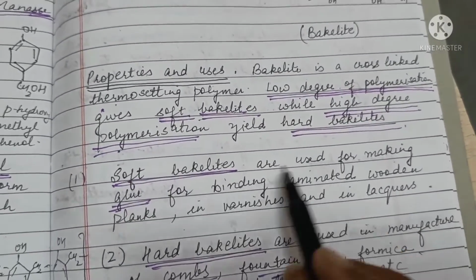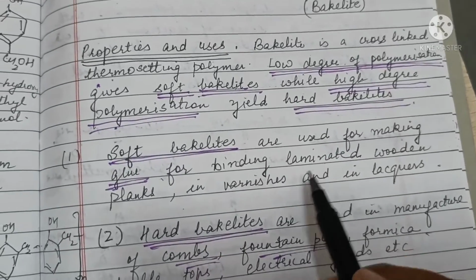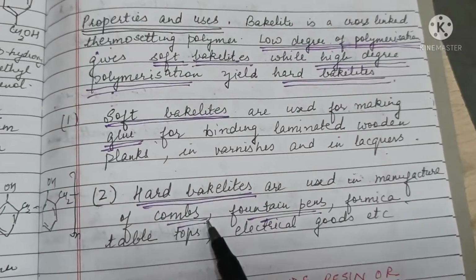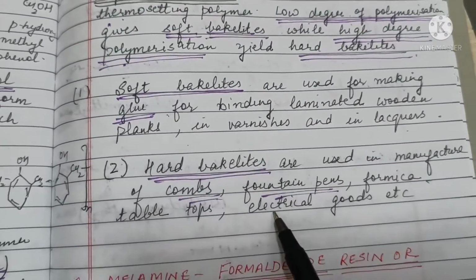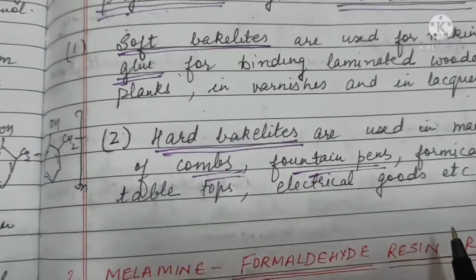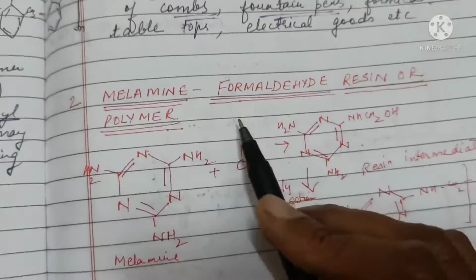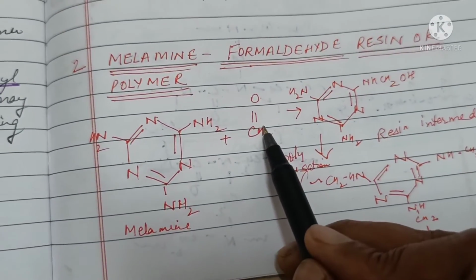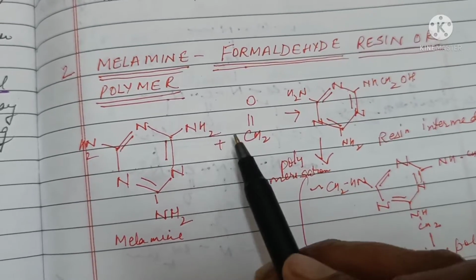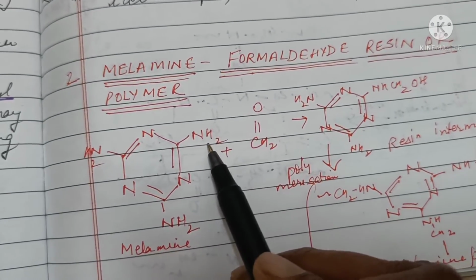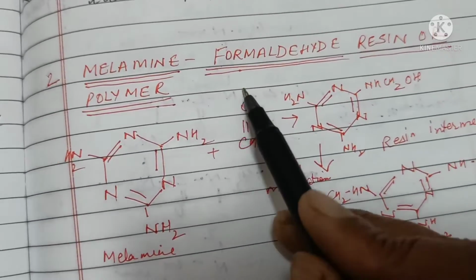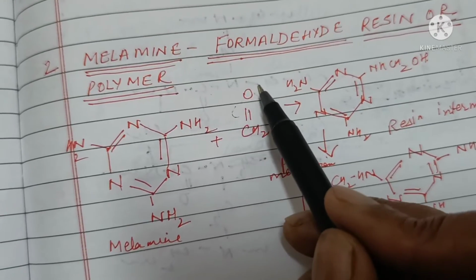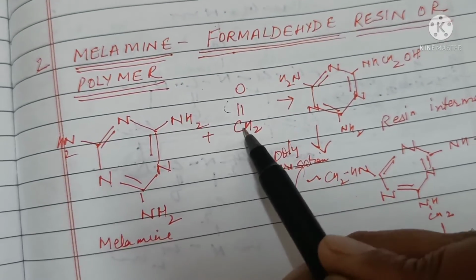Soft bakelites are used for making glue for binding laminated wooden planks, varnishes and lacquers, and hard bakelites are used in manufacture of combs, fountain pens, formica tabletops, electrical goods, etc. Then second formaldehyde resin is melamine formaldehyde, where formaldehyde and melamine will polymerize. So melamine, the H of melamine will get attached to formaldehyde. The electrons move here, H moves here, so OH is formed, and NH will combine with CH2.